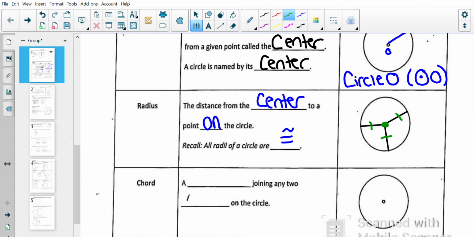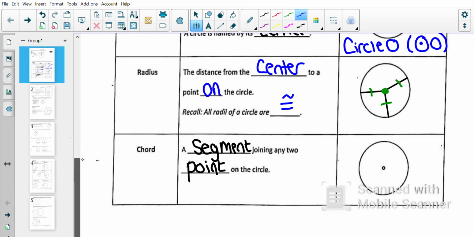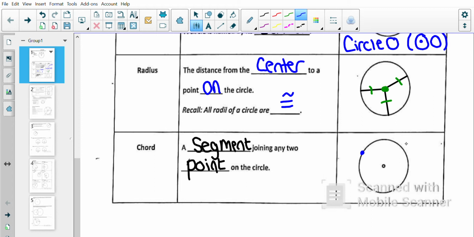Okay, so here's a new vocab word, a chord. A chord, or I'm sorry, a segment joining any 2 points on the circle. So basically a chord has to go from rim to rim. So it's a segment joining any 2 points on the rim of the circle. So there's chord AB.